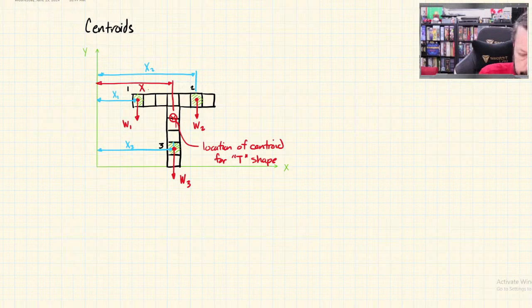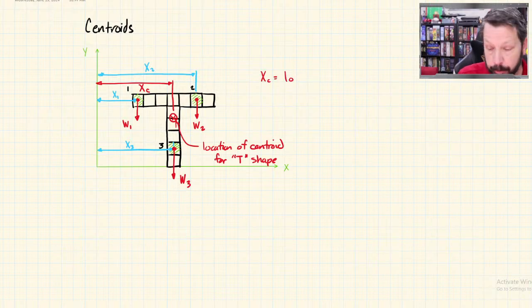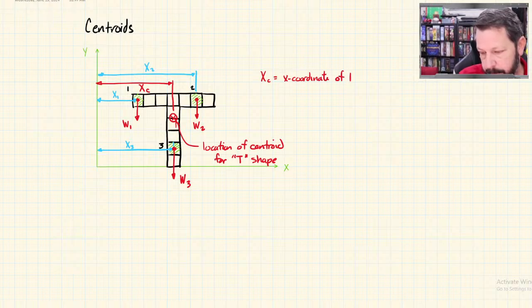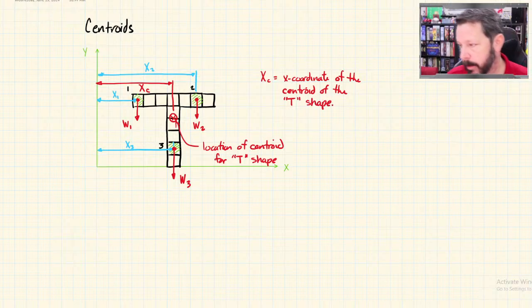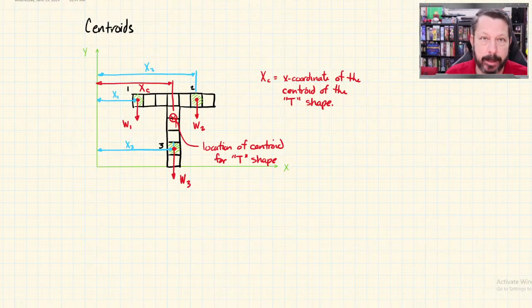All right, so this centroid, if I follow the same naming convention I've been using, I would just call it x sub c. So x sub c is the location, or the x coordinate, let's put it that way, the x coordinate of the centroid of the T shape. And so this would work no matter if it was a T or a C or a blob or whatever, same idea.